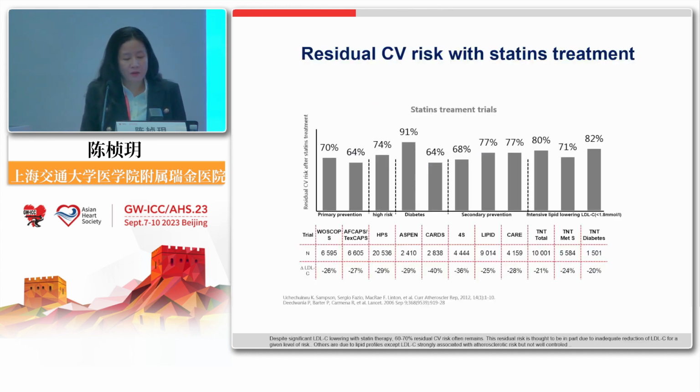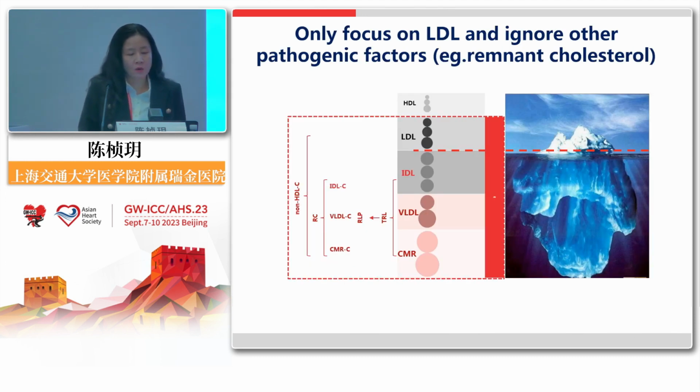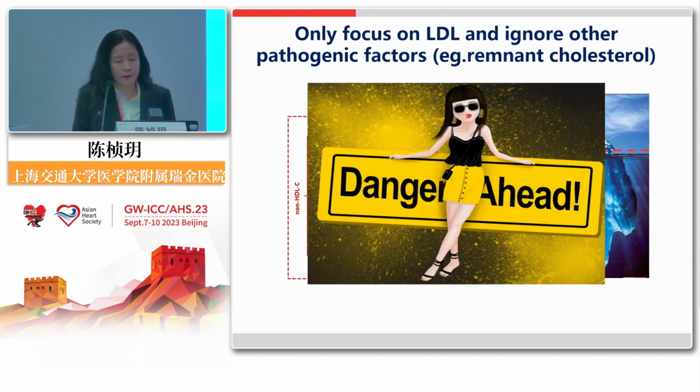As we know, despite significant LDLC lowering with statin therapy, 60 to 70% residual CV risk is still there. The residual risk is usually thought to be in part due to inadequate reduction of LDL, and others are due to lipid profiles other than LDL-C that are strongly associated with atherosclerosis, such as TRL. So only focusing on LDL and ignoring other pathogenic factors like TRL or remnant cholesterol will be dangerous.